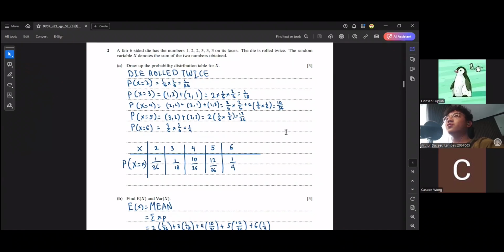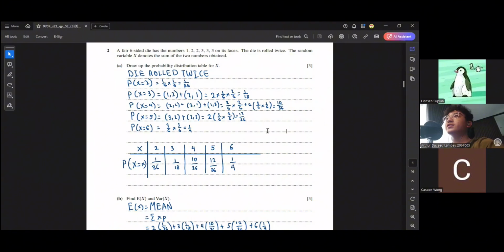Okay, so for x equals 5, we can get 3, 2 or 2, 3. So we get the probability of 3, which is 3 over 6, and the probability of 2, which is 2 over 6, and then times it by 2 because the order can be reversed. So it equals 12 over 36.